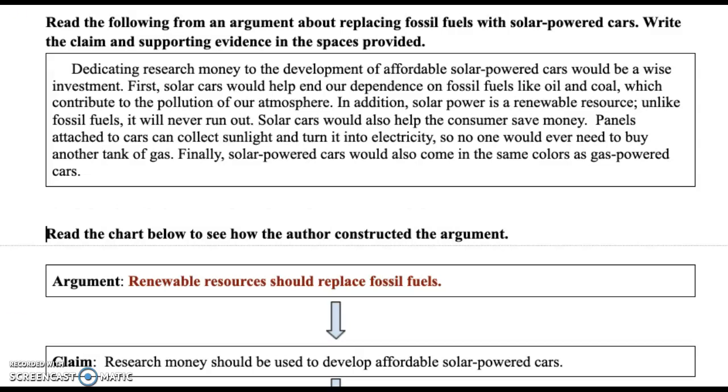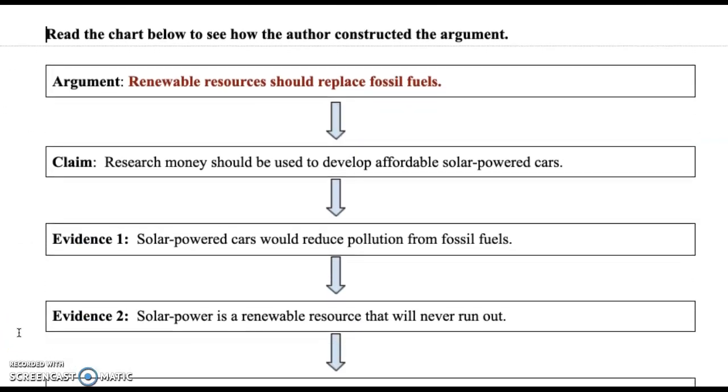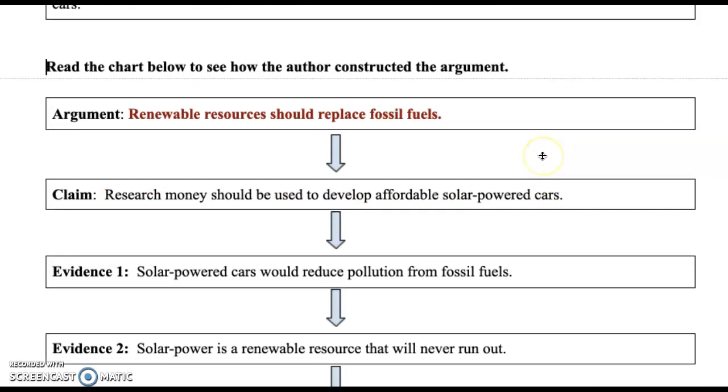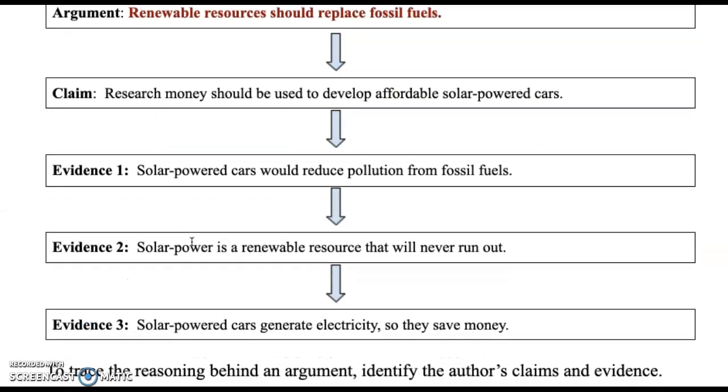Okay, let's break it down now. We're going to read the chart below to see how the author constructed the argument. The argument was renewable resources should replace fossil fuels. The claim, research money should be used to develop affordable solar-powered cars. That was found right here in the very beginning, that dedicating the research money is what the first step should be.